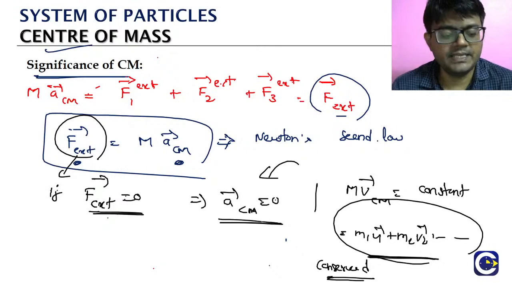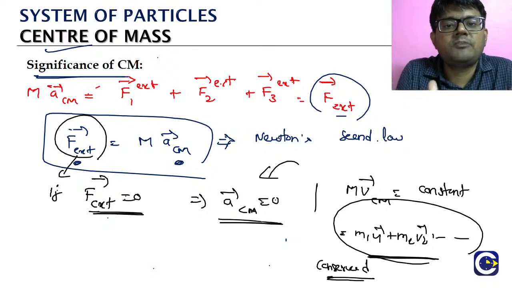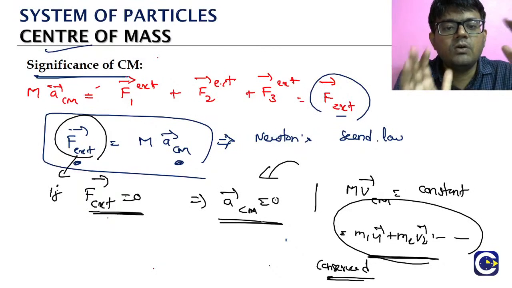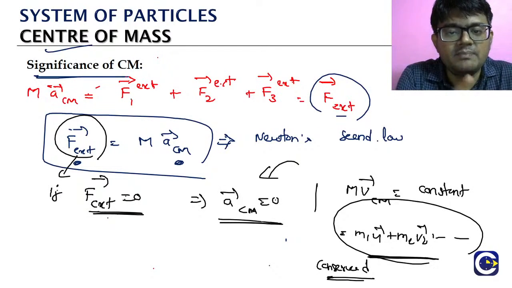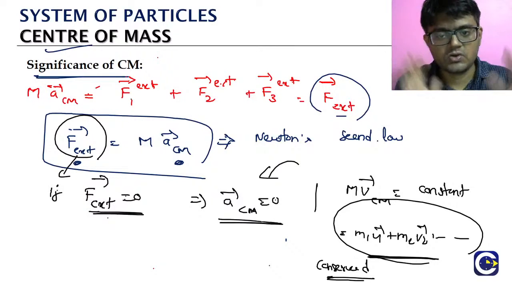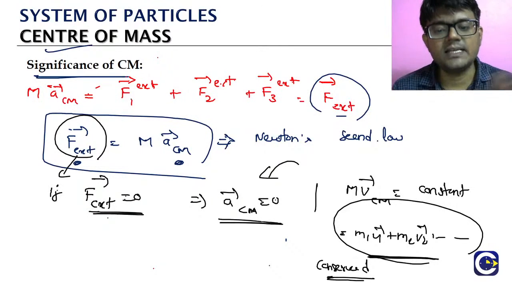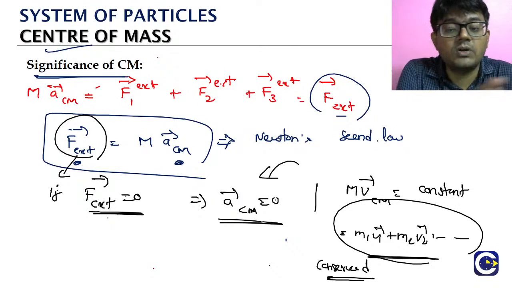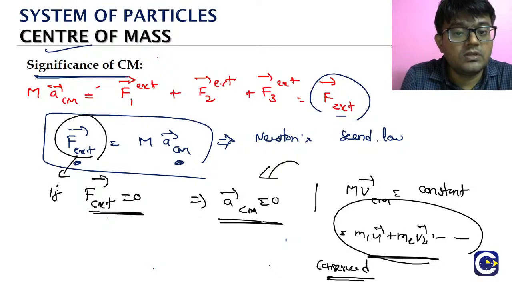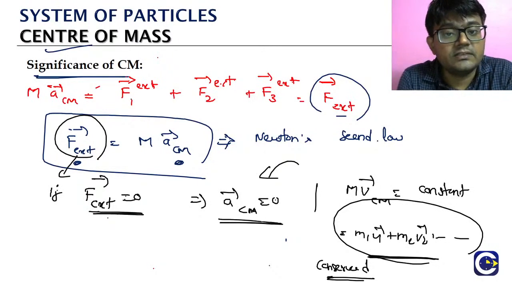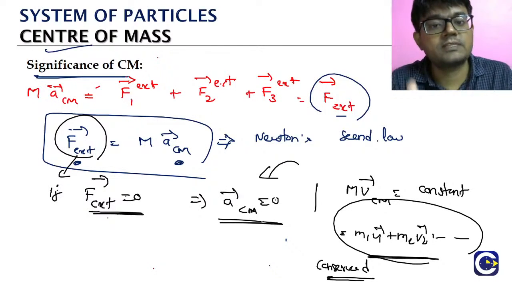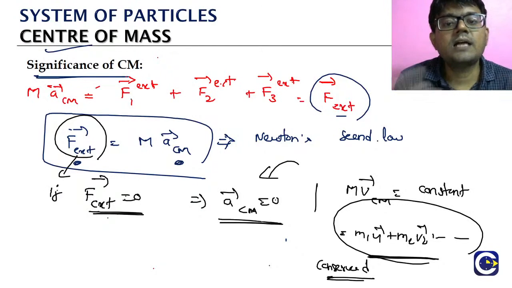Here there are mainly two points. First, the total momentum of a system of particles is equal to the mass of the system into the velocity of the center of mass. Second, by Newton's second law, the total external force or impact can be represented by the acceleration of the center of mass. If the net external force is 0, the center of mass acceleration becomes 0, which means the velocity of the center of mass will be constant and the total momentum of the system will remain the same. That is what we call conservation of momentum.